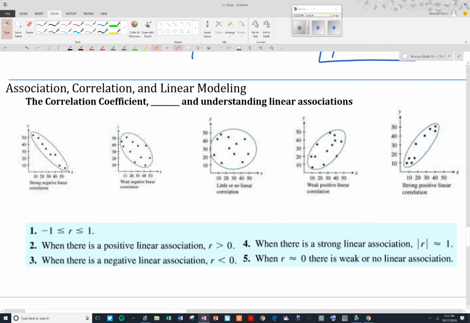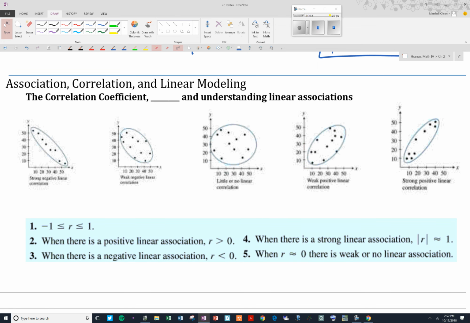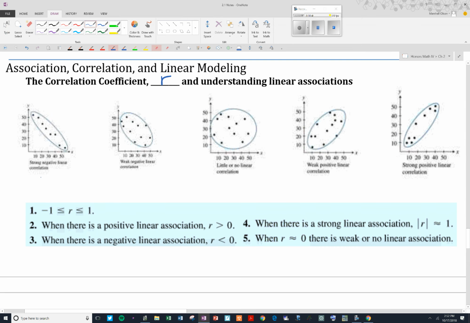All right, correlation is a measure of a quantitative association's linear strength. Correlation coefficient is R, and R can be anywhere between negative 1 and 1. So from left to right there, we have an R value here that is pretty darn close to negative 1. A perfect negative 1 would be a straight line, a straight line with a negative slope.